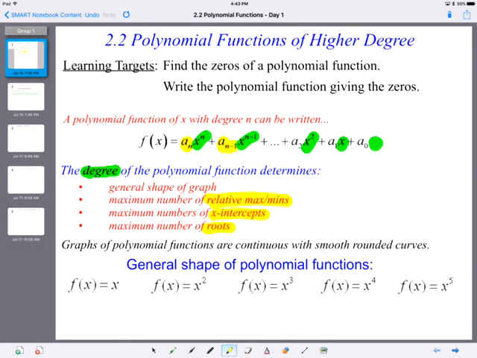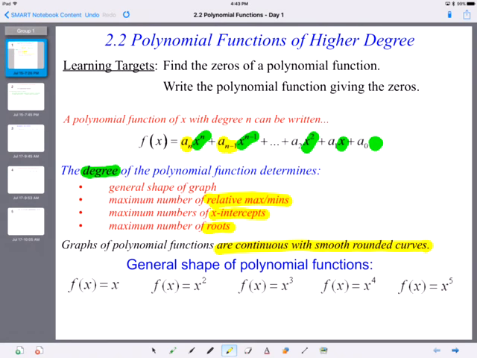Graphs of polynomial functions are continuous with smooth rounded curves. We don't have any breaks in the graph. Our domain will always be all real numbers. We can plug in any value that we want. So they're always going to be nice, continuous, smooth rounded curves.